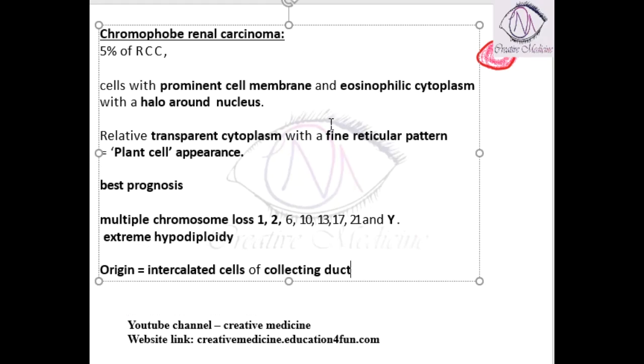So chromophobe renal cell carcinoma is seen in 5%. A prominent cell membrane is seen with eosinophilic cytoplasm and a halo around the nucleus. Relatively transparent cytoplasm is seen with a reticulate pattern. It has the best prognosis, and multiple chromosome losses like 1, 2, 6, 10, 13, 17, 21 and Y are associated with it, and it arises from the intercalated cells of the collecting duct.